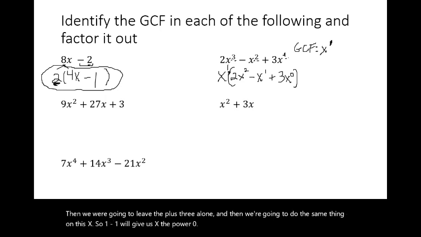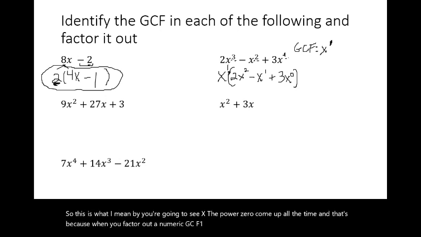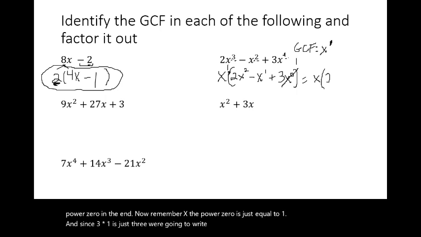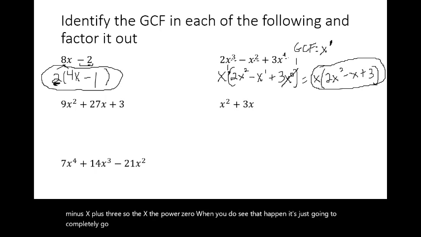So this is what I mean by you're going to see x to the power 0 come up all the time. That's because when you factor out a variable GCF, one of your terms will end up having an x to the power 0 in the end. Now remember, x to the power 0 is just equal to 1. And since 3 times 1 is just 3, we're going to write this as x times parentheses 2x squared minus x plus 3. So when you do see x to the power 0, the variable is just going to completely cancel out because anything to the power 0 is equal to 1. So this is going to be our final answer so far.